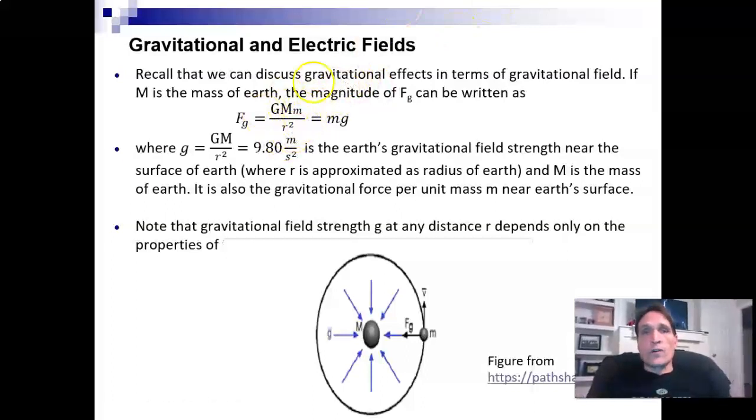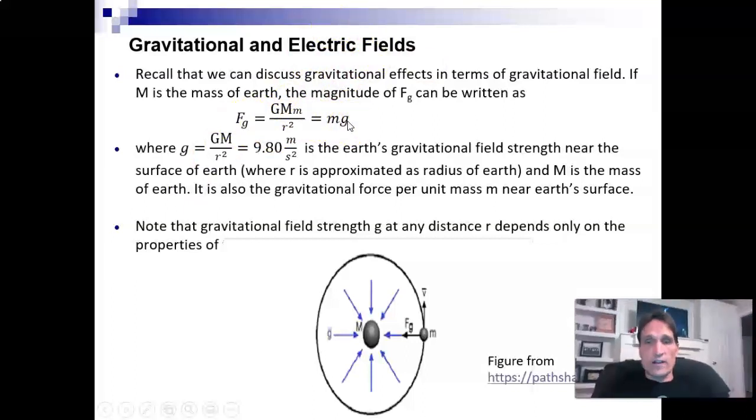In other words, if you're close to the Earth's surface or you're not too high up, this distance r is roughly the radius of the Earth. It's so much larger than the elevation. As long as we're not too far above the surface of the Earth, little g is about 9.8 meters per second squared. And so in this case, we wrote that the gravitational force is just little m times this gravitational field strength.